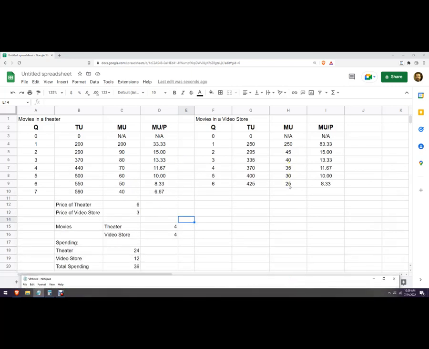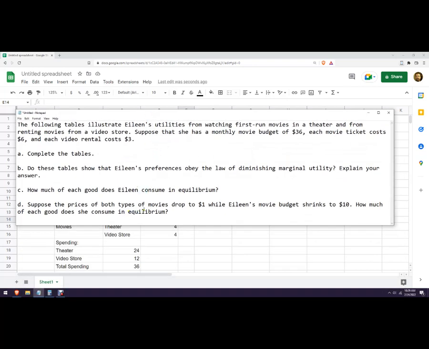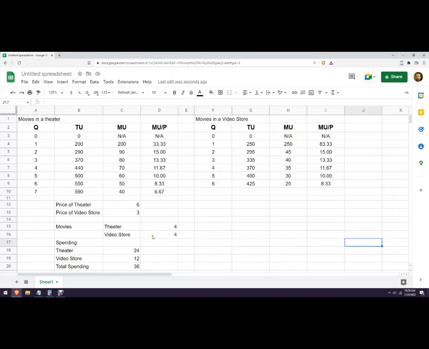In other words, does marginal utility fall? Yes, they do. Suppose the prices of both types of movies drop to $1, while her movie budget shrinks to $10. So this is easy. This is why we did it in spreadsheets. We're going to change this to 1 and this to 1. See how it updated there and there.